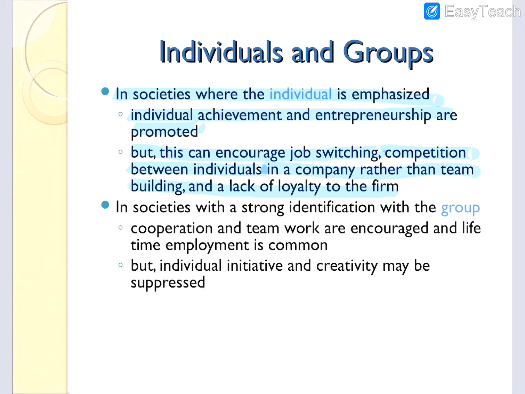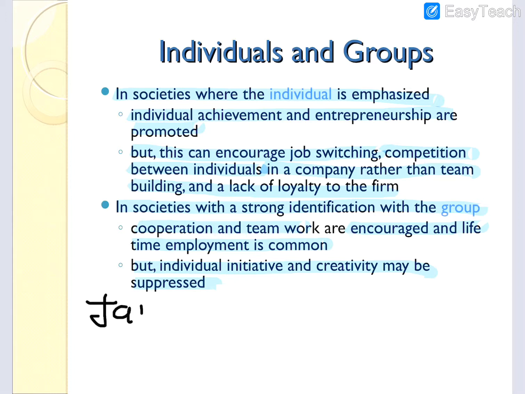Okay, but in societies with strong identification with the groups, if the organization is strong on the group, normally they have cooperation and teamwork. Okay, and life employment is common, but individual initiative and creativity may be suppressed. Okay, it's normal. Some people work more towards themselves, and some people work more towards the organization, the groups.